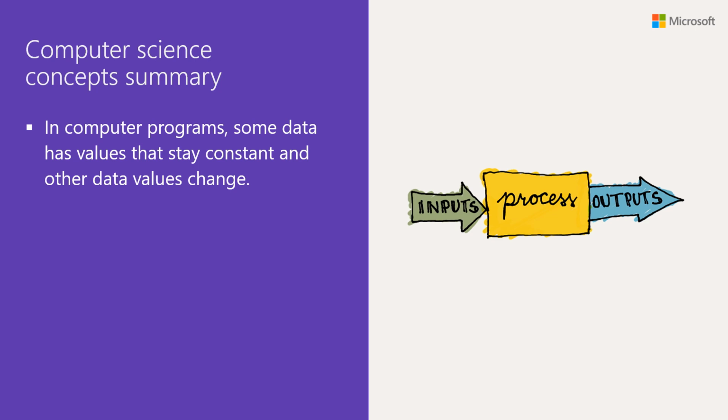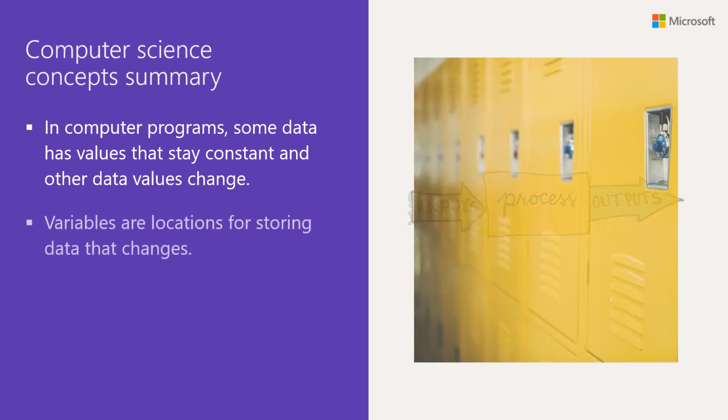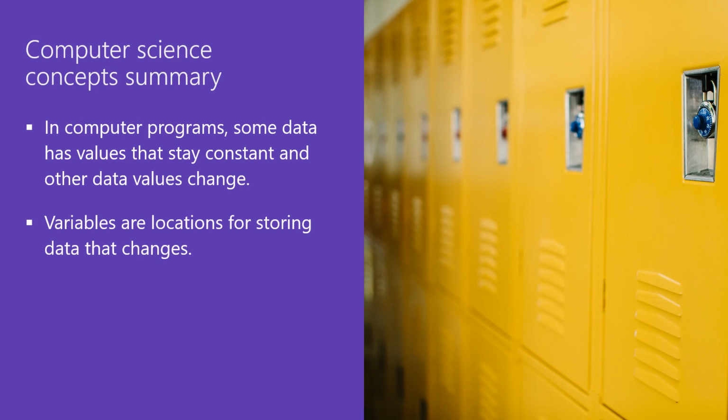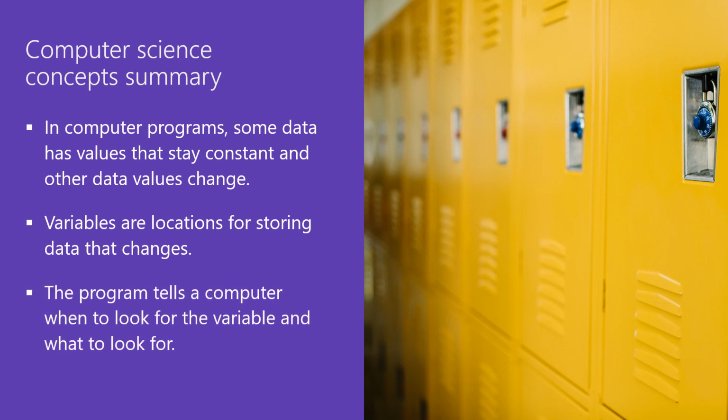Now, as computer programs process and store information, some of that data has a value that's constant, and other data values might change. So for example, a player's score in a game program would be something that would change. Now, similar to how lockers hold students' belongings, variables are containers for storing data that can change as the program runs. And the program tells the computer when to look for the variable and what to look for.